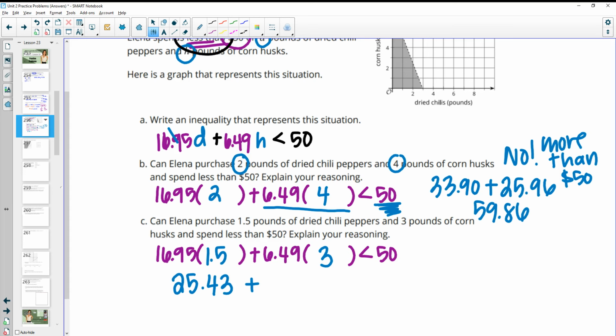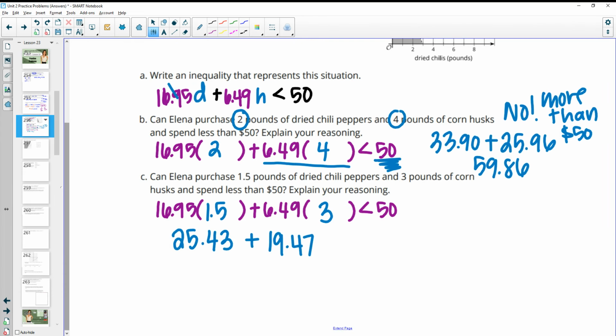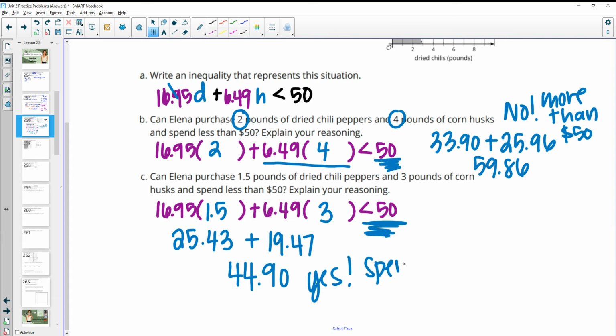And then $6.49 times 3 is $19.47 on the corn husks. So then we'll add those two numbers together, and we get that would cost her $44.90. This is less than the $50. So yes, she can do this because she's spending less than 50.